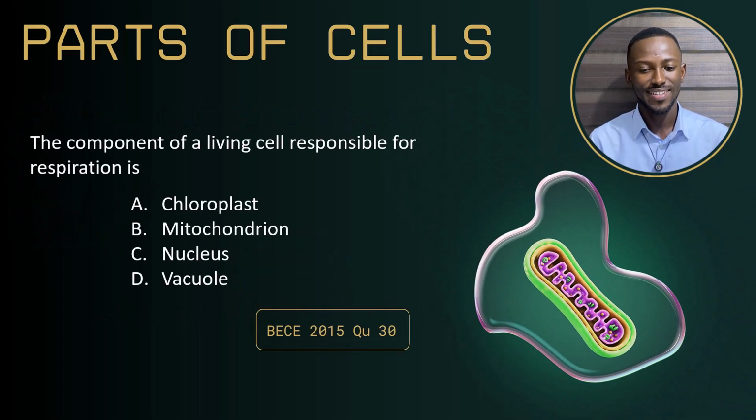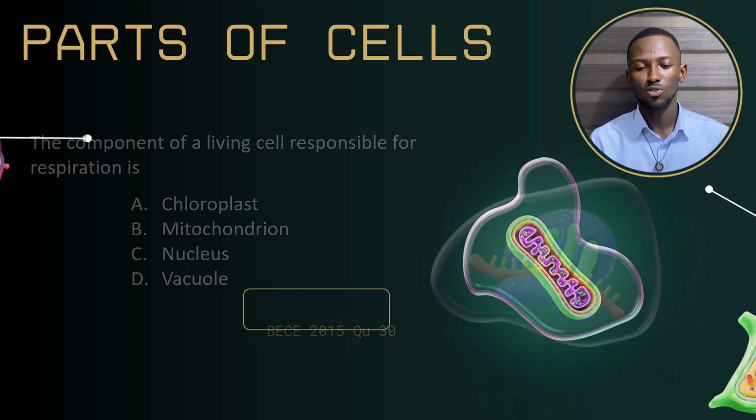Now, we will not leave the mitochondria just like that. There was this question, BECE 2015, question number 30. The component of a living cell responsible for respiration is what? Is it chloroplast, mitochondria, nucleus, vacuole? The answer is mitochondria. That is the component of a living cell responsible for cellular respiration, of course.